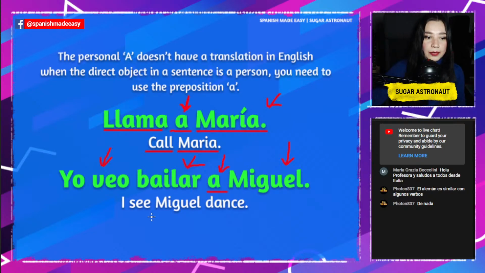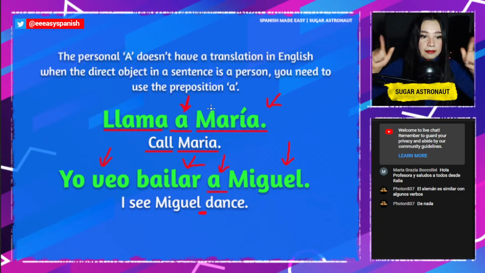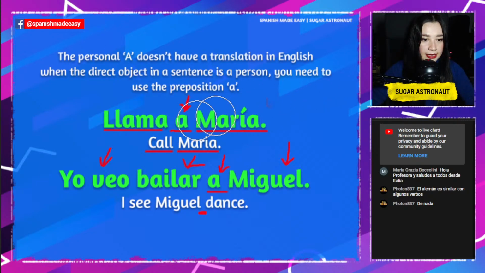Bailar a. And we can see in English, we don't have it here. We don't have any translation or any other word that works similar to the letter A in Spanish. So that's why you really need the letter A right there. If I say, yo veo bailar Miguel, that doesn't make any sense. People might understand what you're saying, but it's not grammatically correct. You need the letter A. Yo veo bailar a Miguel. I see Miguel dance. So that's very, very important. You need to remember this. Llama a María. Bailar a Miguel. So you need the A right there. Once again, there's no translation.